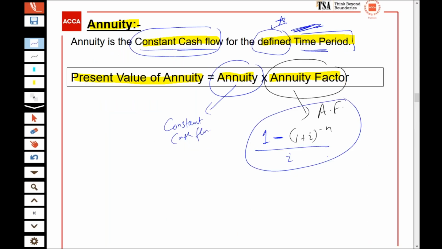Simply, an annuity is a constant cash flow. And in order to calculate the present value of the annuity, the annuity, a constant cash flow, is multiplied by the annuity factor.